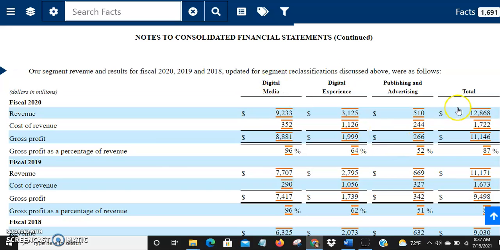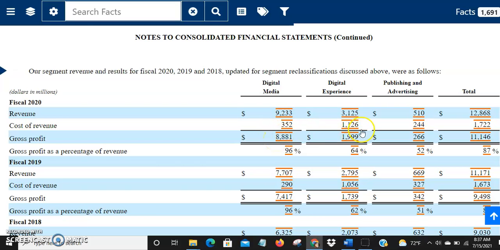$12.8 billion was their total revenue, and you see the publishing part, which was their legacy business, is such a small part of the business now. Their main thing is digital media, all these products and tools that web developers use for creating content. That is their number one business. And the cost of revenue, you see, is so little, and the gross profit here is $8.8 billion.